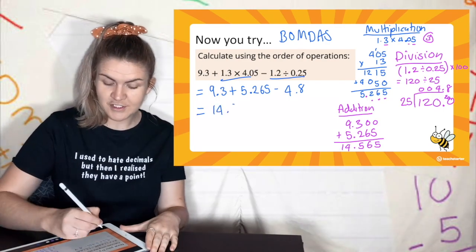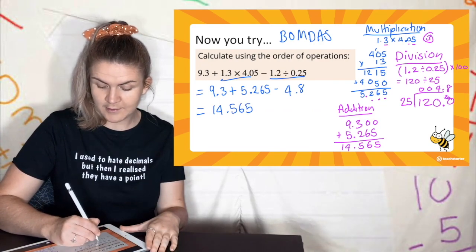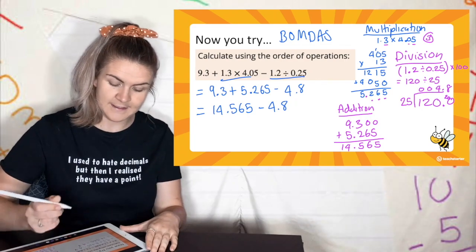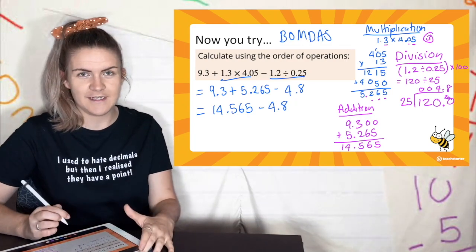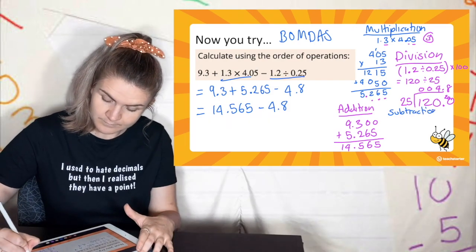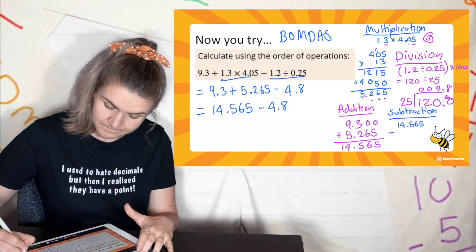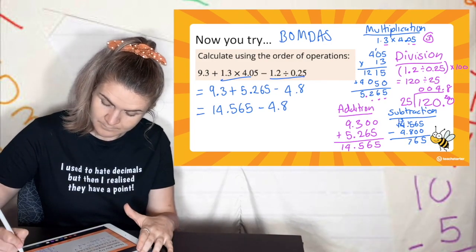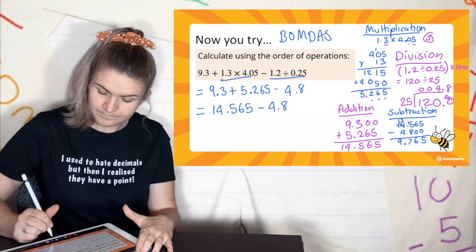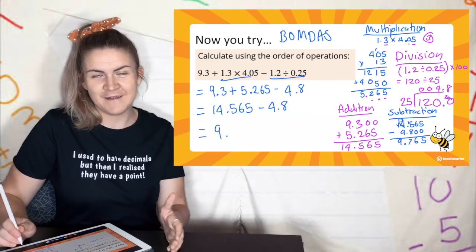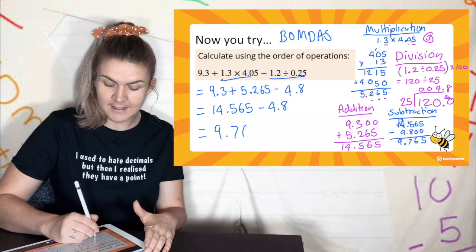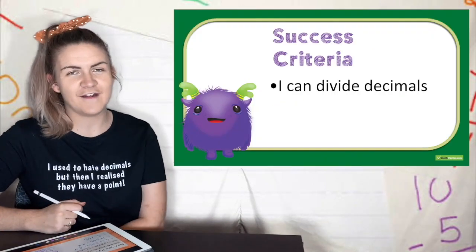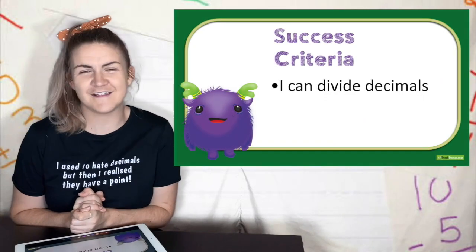Once I've finished my addition, I can write the next line, replacing the question with the answer I have figured out. And now I'm writing take 4.8, and this will be my last operation, a subtraction. Once I've completed my subtraction, I'm going to write in my last answer, which is 9.765. Giving me the final total. I hope you now know how to divide decimals.